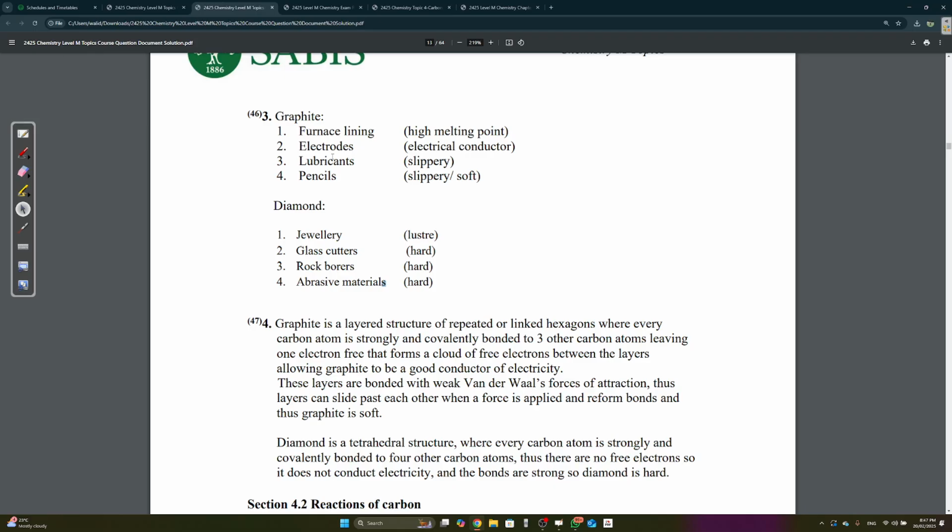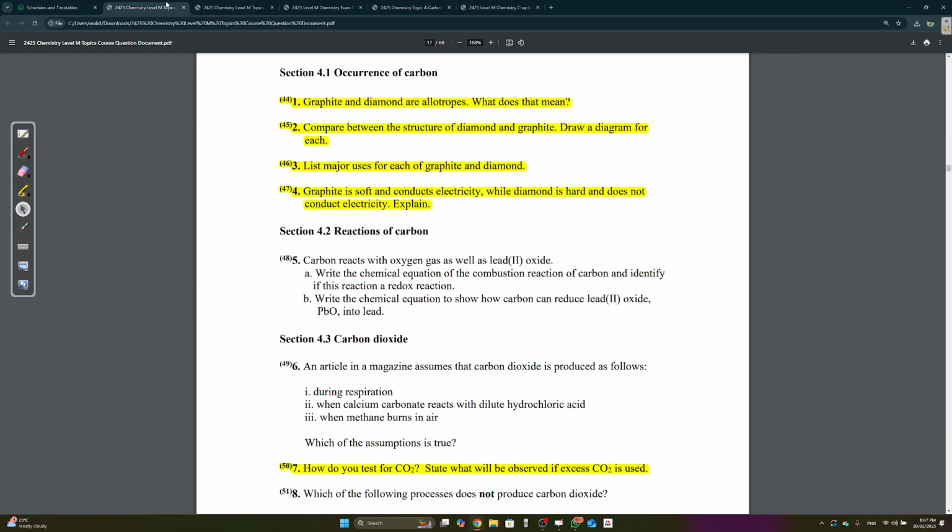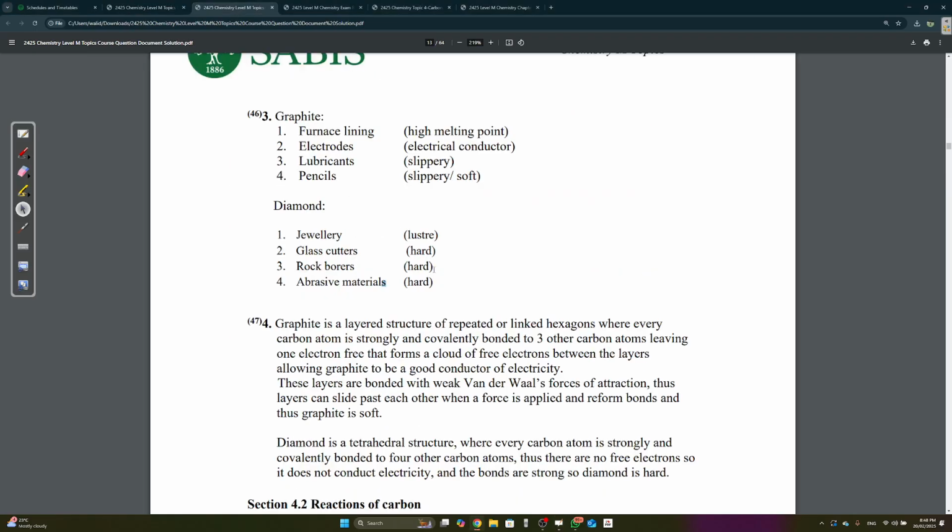So, furnace lining, electrode, lubricants, pencils, and then for diamond: jewelry, glass cutter, rock boards, and abrasive materials. Graphite is soft and conducts electricity, while diamond is hard and does not conduct electricity. Explain. Obviously, if something conducts electricity, the first reason is that there is a free electron somewhere. You need to mention free electrons.